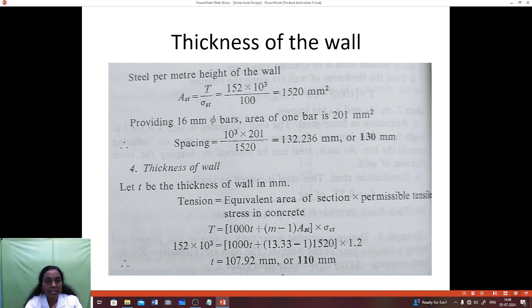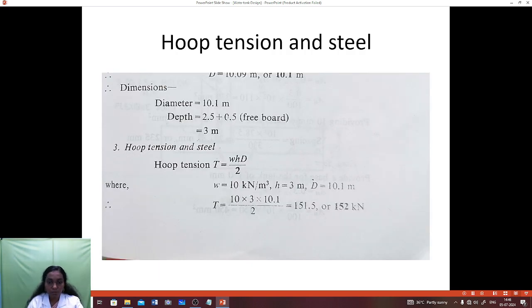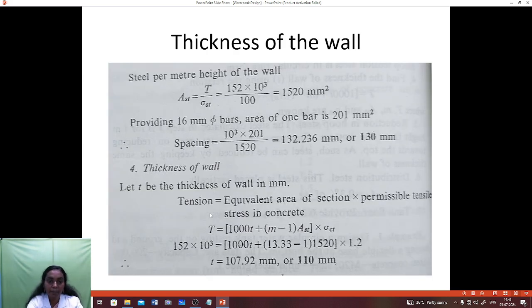Then steel per meter height of the wall. It is considered as a continuous slab. For steel, Ast, the area of steel is considered for 1 meter. Then Ast is equal to the hoop tension T divided by sigma St, where sigma St is the tensile stress. We know the value of T, 152 kilonewton. The kilonewton is converted into newton by multiplying by 10 to the power of 3. So T divided by sigma St, where sigma St is 100. Substituting the values and multiplying, Ast is 1520 mm square.